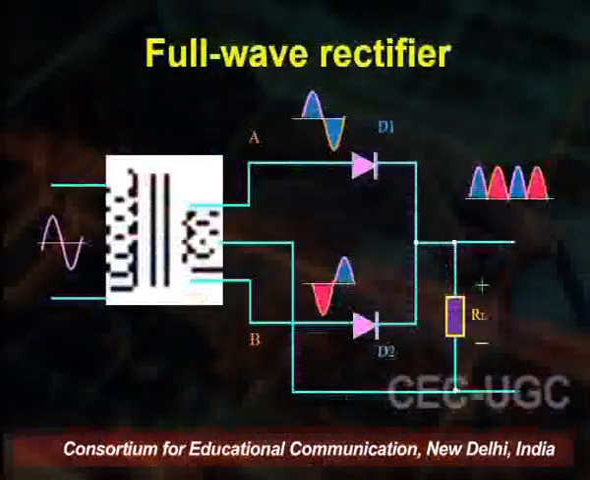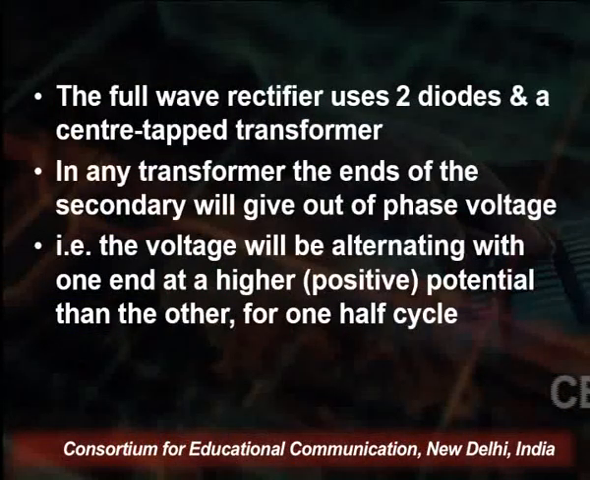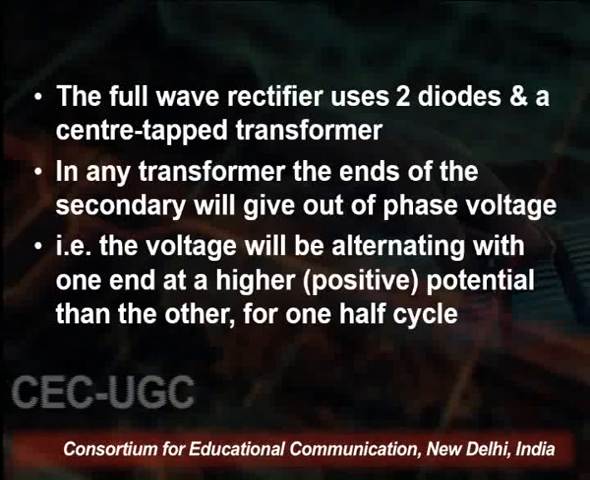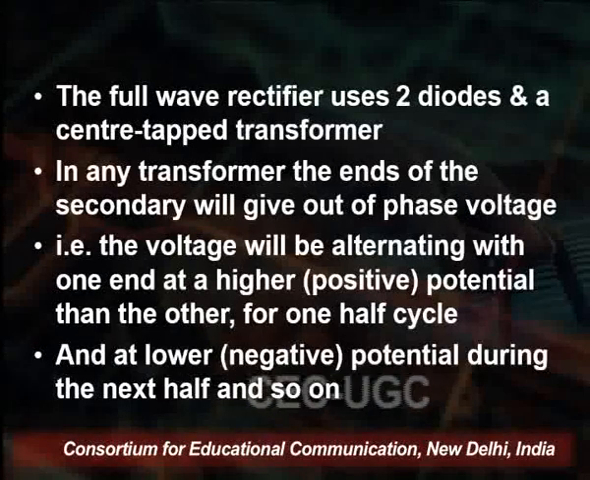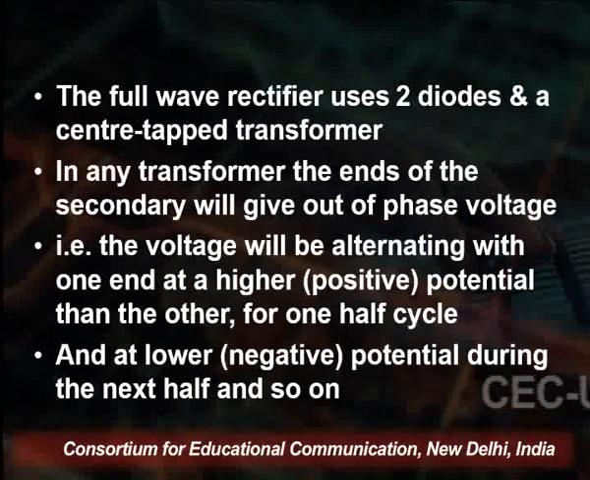The full wave rectifier uses two diodes and a center tap transformer, and the center tap transformer will be used in this type of full wave rectifier. Now in any transformer, the ends of the secondary give the output of the phase voltage. The voltage alternates, with one end at a higher positive potential than the other during one half cycle, and at a lower negative potential during the next half cycle, and so on. First it will take the positive, after that it will take the negative, and then it will give the output of another cycle.